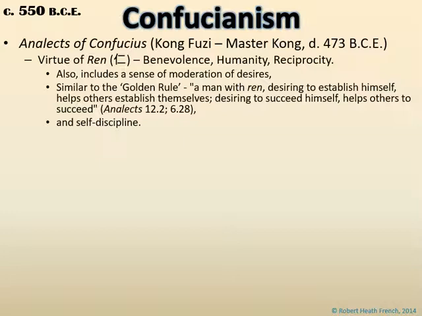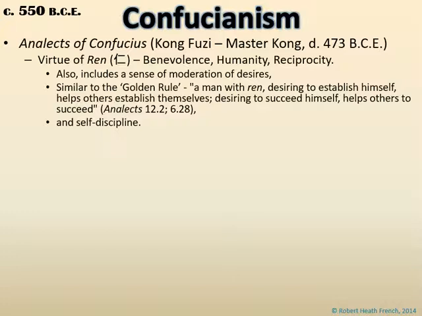And it expresses three primary virtues, the first of which is Ren, which translates to something like benevolence, humanity, or reciprocity. The symbol for Ren actually is somewhat easy to understand. On the left side, this is the symbol for a person. It's stylized in this case, but in its original form it looks like a man walking.